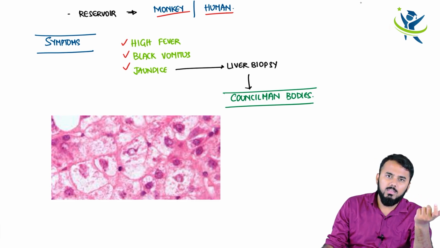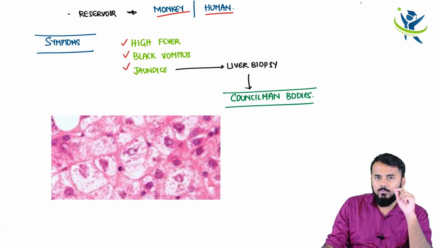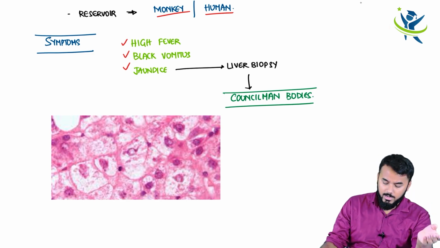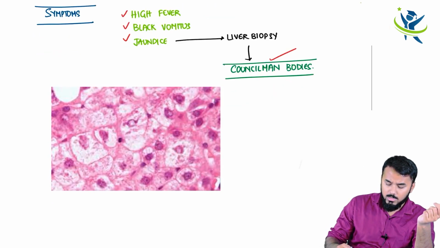So whenever any patient is coming with jaundice, to evaluate it you need to take the biopsy of the liver, right? To see what is wrong with the liver and why there is jaundice, you need to take the biopsy of the liver. Now when you take the biopsy of the liver in patients with yellow fever, you would find Councilman bodies. What are these Councilman bodies?